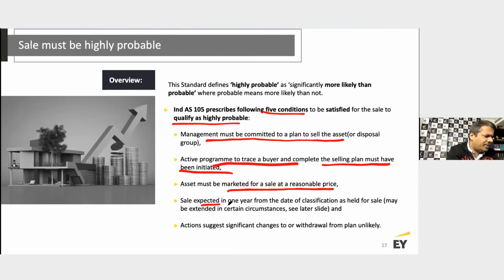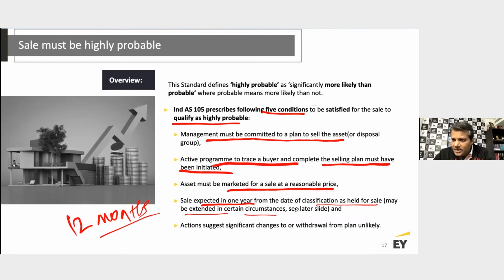Sale is expected in 1 year, which is what I was saying, 12 months. The sale is expected within 1 year from the date of classification as held for sale, though this may be extended in certain circumstances. So 1 year is a kind of a check, but it's a rebuttable presumption. You can rebut it in limited situations.